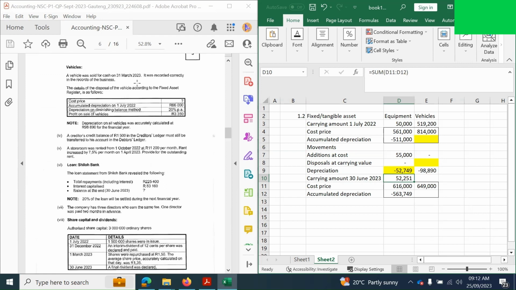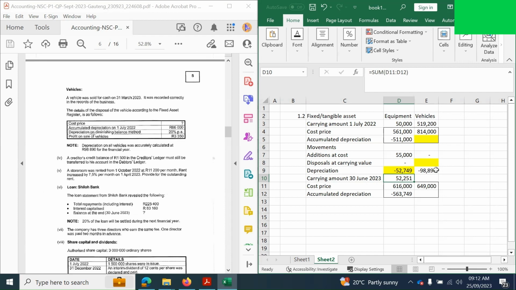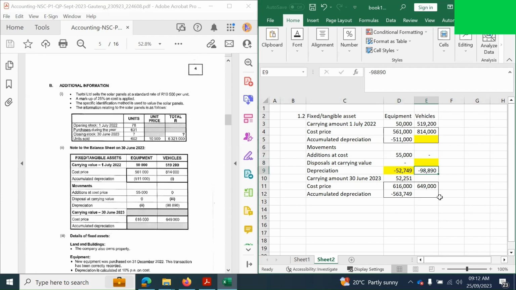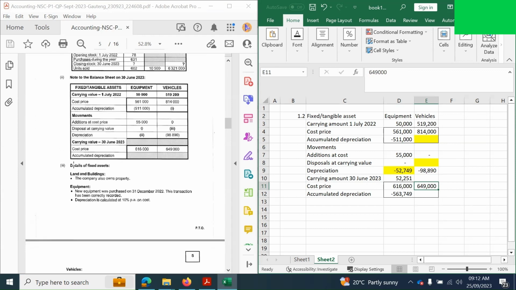Now we know when this vehicle was sold. It was on the 31st of March 2023, which would mean we need to calculate depreciation for this vehicle for the 9 months that we had it during the year, from 1st of July up until 31st of March. And we've been told it was recorded correctly in the records of the business. So looking at the information provided, depreciation is already there. Because it's been recorded correctly, you can assume that the 9 months' depreciation is already included in this 98,890 balance. And this cost price takes into account the disposal that happened, so it is the cost price after you've made the disposal.